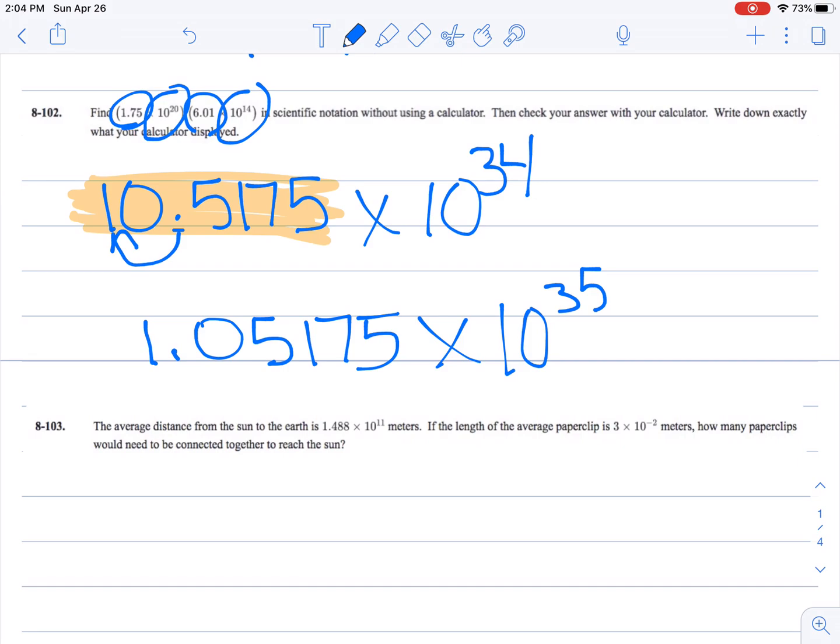And the second part of the question says, write down what your calculator says. We're not actually going to put it in the calculator.